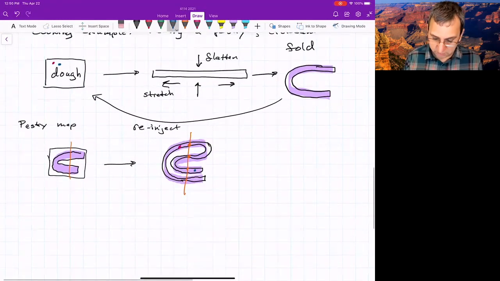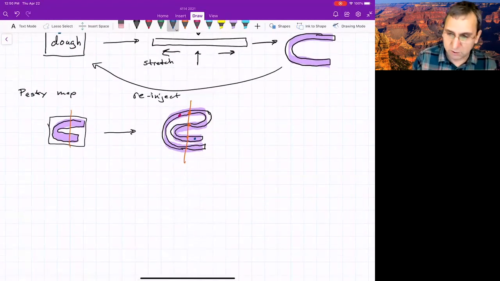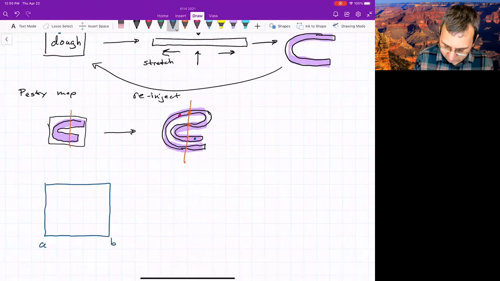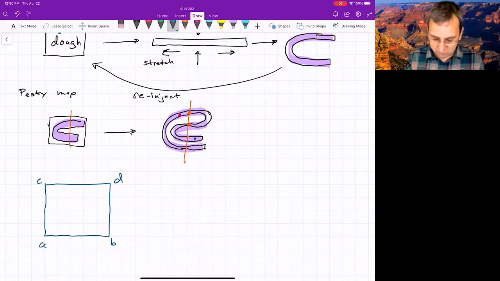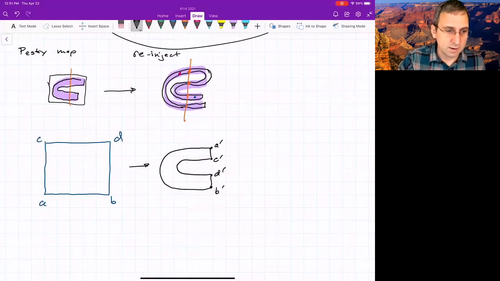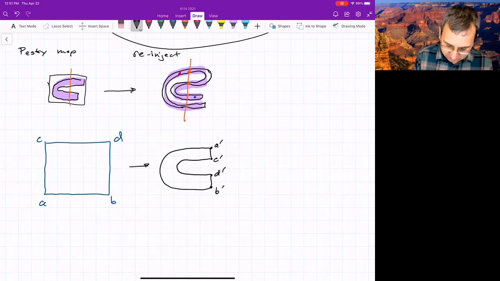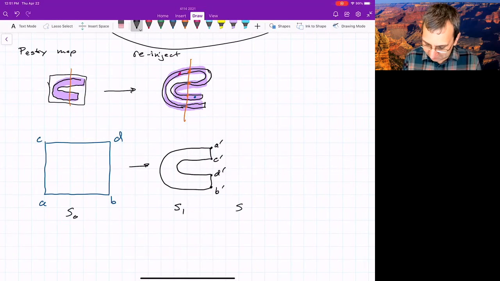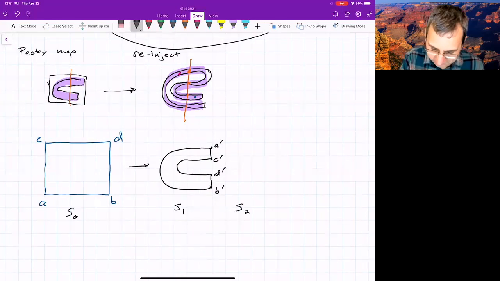And we could do this more carefully. So for this pastry map, what's going on? If we start with a rectangle, and I'll call the corners A, B, C, and D, then after one iterate of the map, what will happen? Let me draw this shape. It looks a bit like a horseshoe. A goes over to here, C, D, B. And if I just keep doing that, over and over, let's call this S0, and I'll call this S1. If I talk about S2, it looks something like this up above.